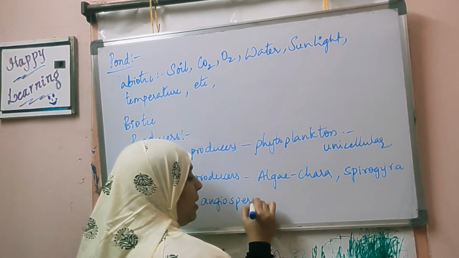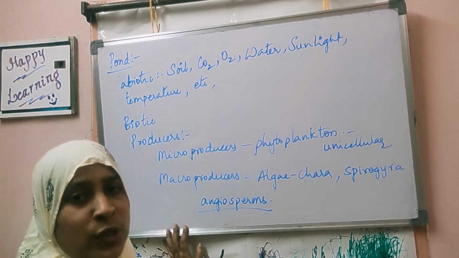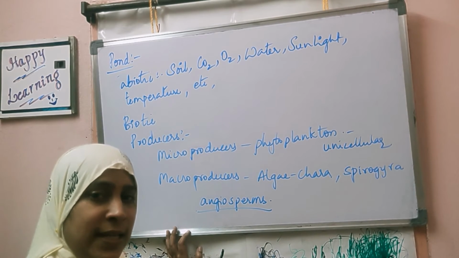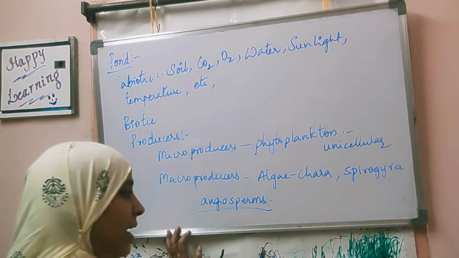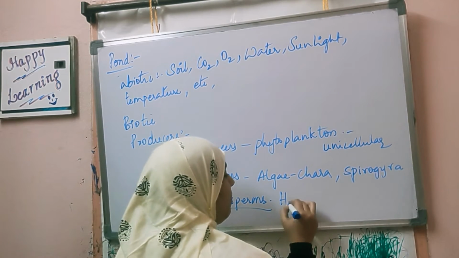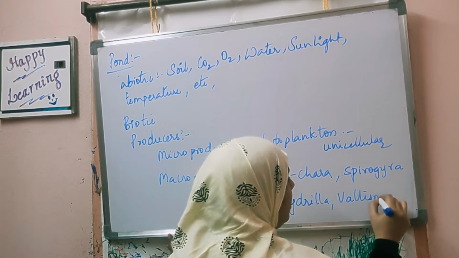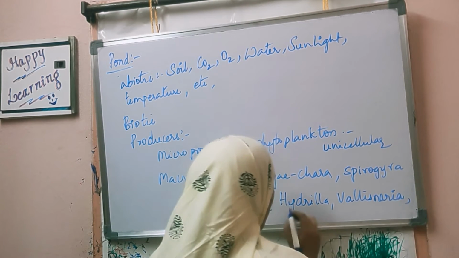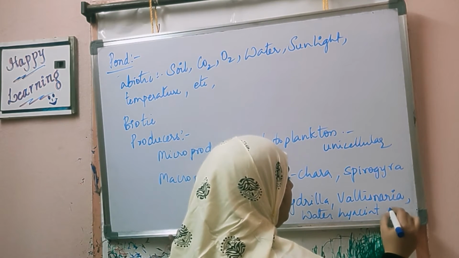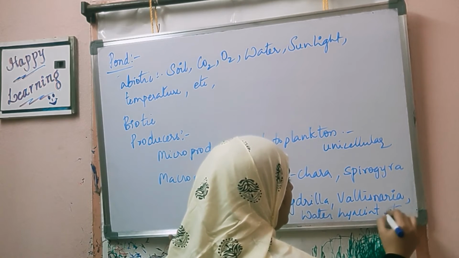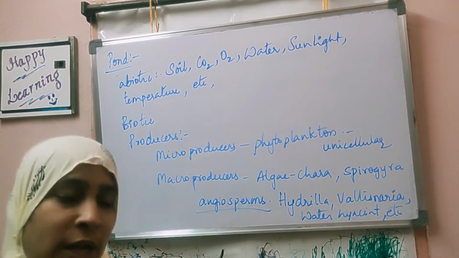Angiosperms, if you remember, we have discussed in the diversity chapter. Those flowering plants which have seeds inside the fruit. They do not have naked seeds, they have seeds inside the fruit. For example, you can take Hydrilla, Vallisneria, water hyacinth, water lily, etc. These are all included in the producers of the pond ecosystem.